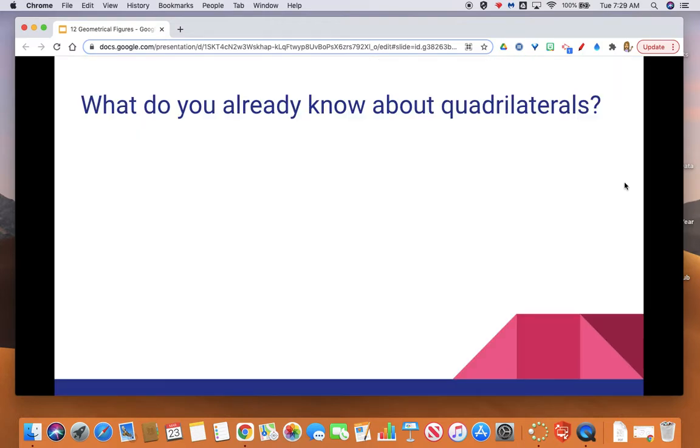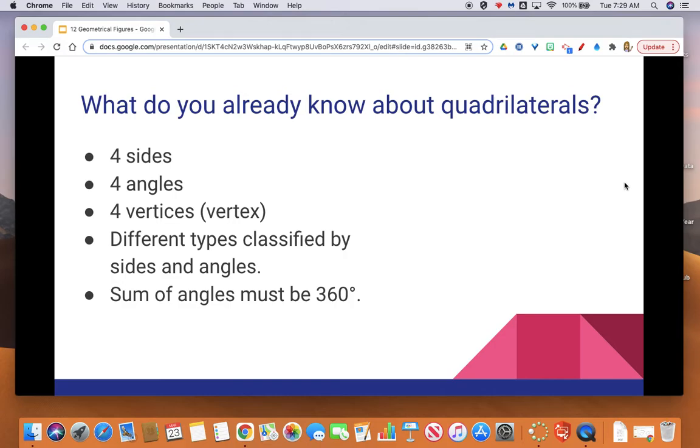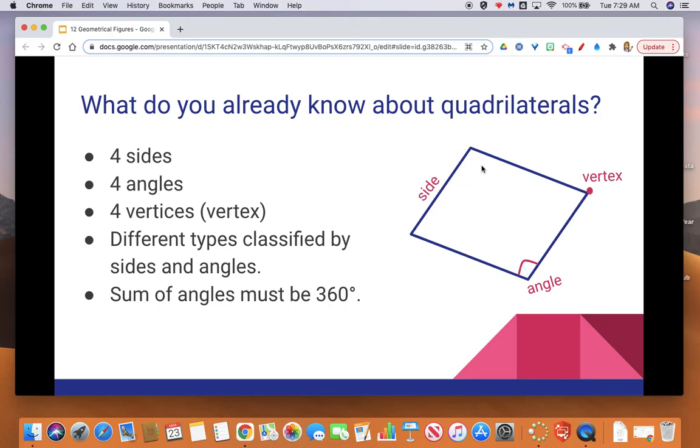What do you already know about quadrilaterals? Maybe you know that they have four sides, which also indicates they have four angles, four vertices. A vertex is when two lines come together to create a point. We have different types of quadrilaterals that can be classified by sides and angles, and the sum of the interior angles must always be 360 degrees.